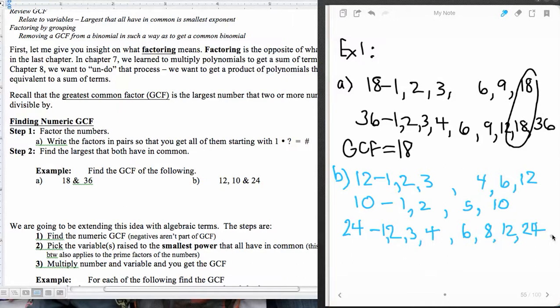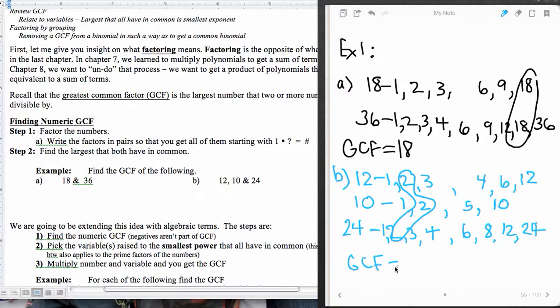Now I'm going to start looking from the top. So 24, no. 12, yep, it's 12, but this one doesn't have 12, so that's a no-go. 8, no, no 8's there. 6's, oh, there's a 6 there, but no 6 here, so no go there. 4, 4 there, but no 4 here. 3, 3 there, but no 3 here. 2, 2, and 2. There it is. So we have 2's all the way around, so our GCF is 2.